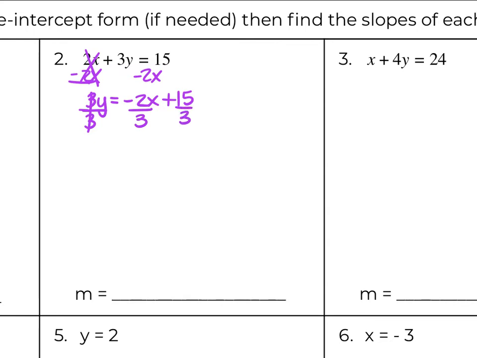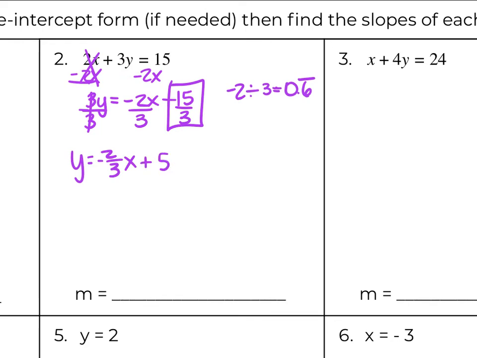Negative 2 divided by 3, though, gives you 0.6 repeating, okay? If that happens, just leave it as a simplified fraction. Is negative 2 over 3 simplified? Yeah, it is. So I can just leave it like this. But this one will work. What's 15 divided by 3? 5. So I just put plus 5. Okay? Lydia, which of those is my m, or my slope? Negative 2. Good.